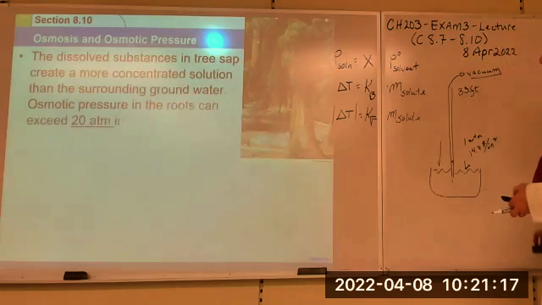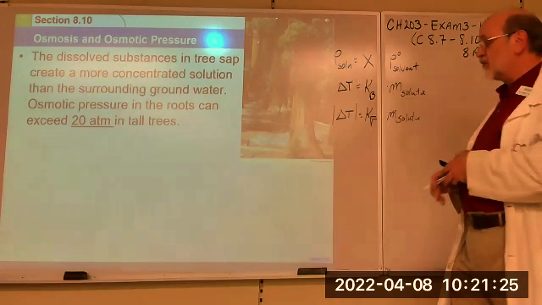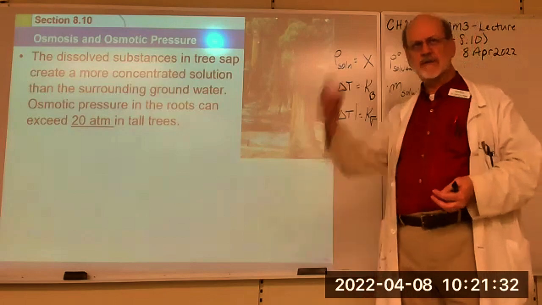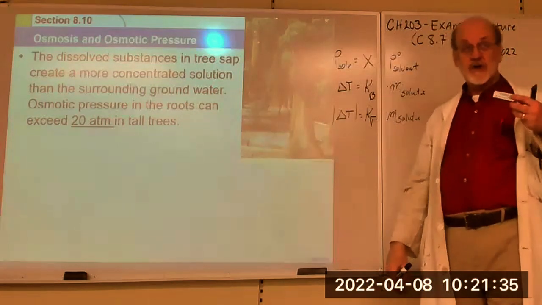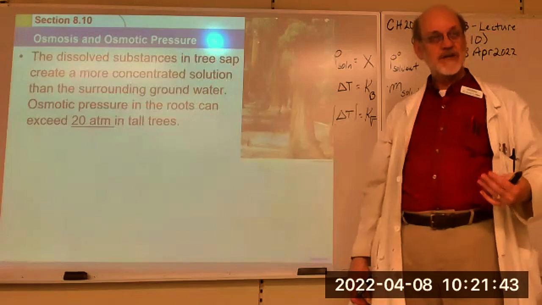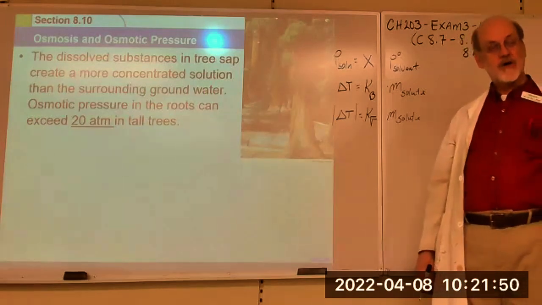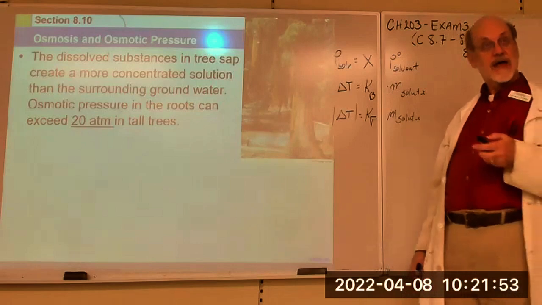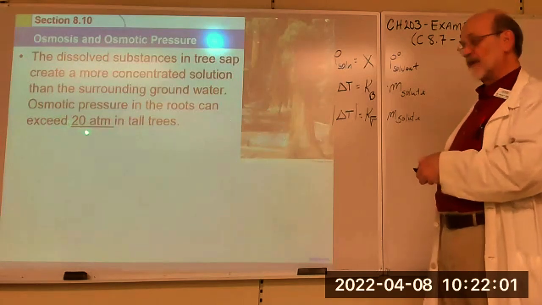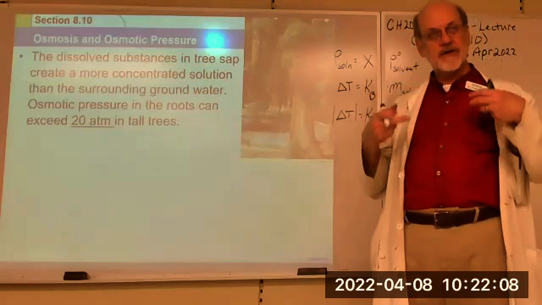The substances in the tree roots make the sap in the tree roots more concentrated than the groundwater around it. Much, much more concentrated. So which way is the water going to move? It's going to go into the roots and produce an osmotic pressure once it gets into the xylem. Is that pressure enough to lift water to the top of that tree? Well, it's been measured. That osmotic pressure has been measured at over 20 atmospheres in these big trees. So you've got a 20 atmosphere push from the roots, driving that water up because of the difference in osmotic pressure.